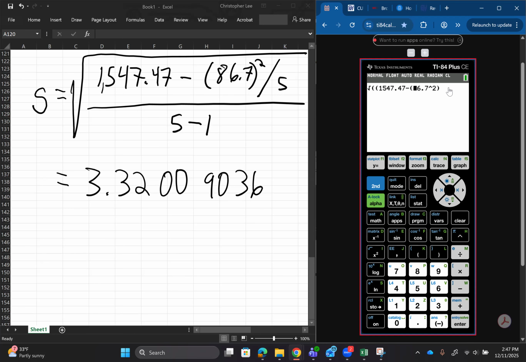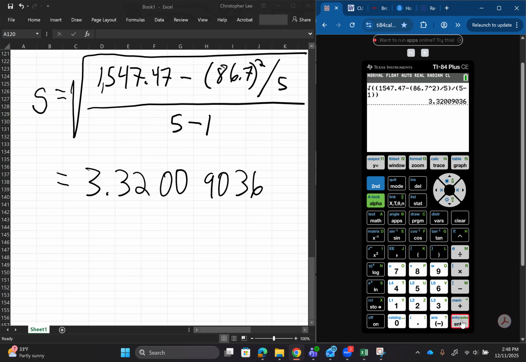The next step, once you bring the 3.32, divided by 5. So now look, the next thing you want to do, you want to close parentheses, right? Then you want to hit the divide again. Then you want to open parentheses. Then you want to do the 5 minus 1. Close parentheses, and then that's it. That's how you do it.